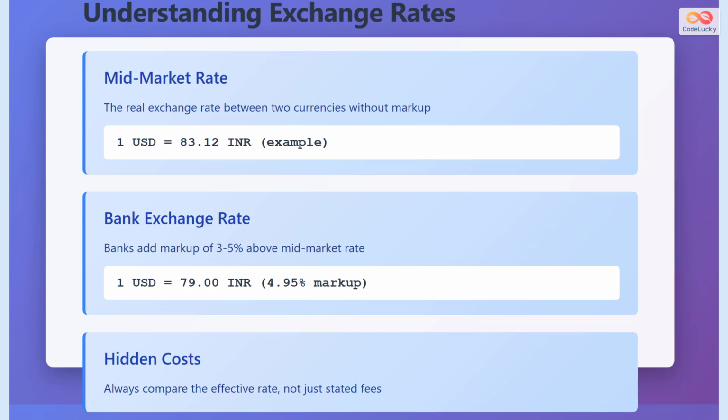The most important principle is to always compare the effective rate you'll receive, not just the stated fees. A service with zero fees but a poor exchange rate will cost more than one with small fees and a good exchange rate.